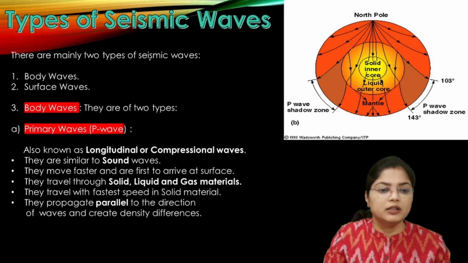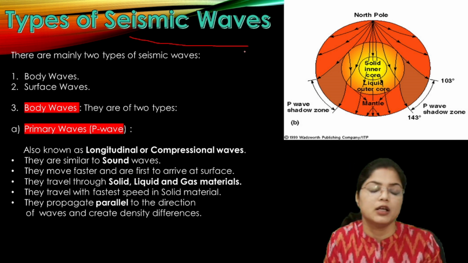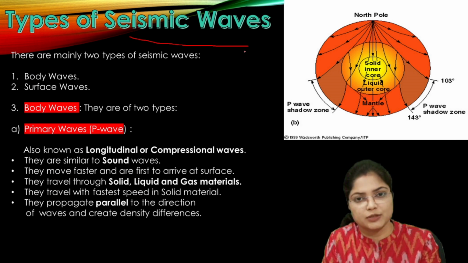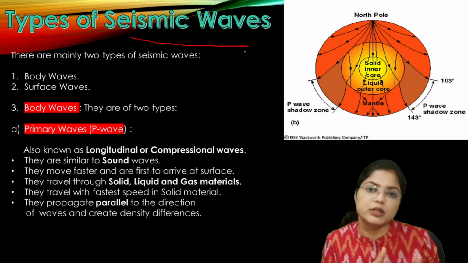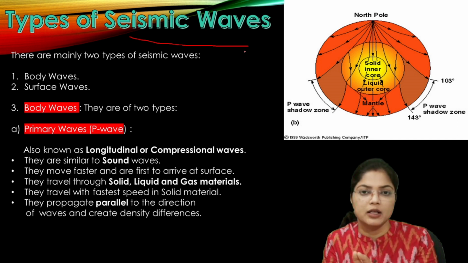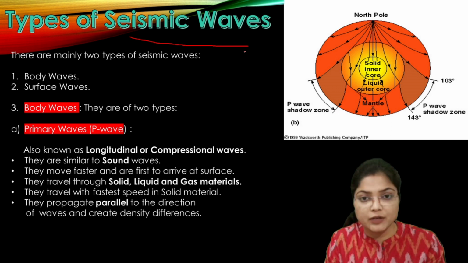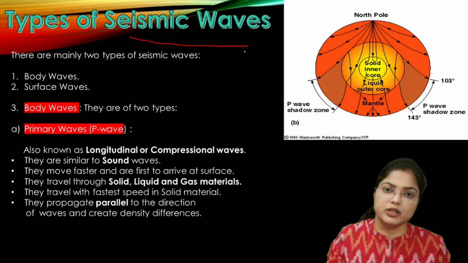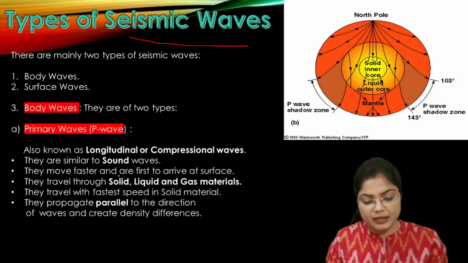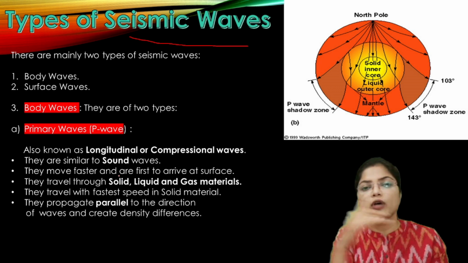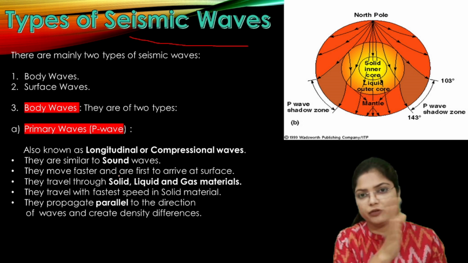Then these seismic waves. Okay, we are going to talk about the types of the seismic waves. So there are two types of seismic waves. First is body waves and second is surface waves. Body waves, they are also divided into two types, means primary waves and secondary waves. Primary waves are also known as P waves, longitudinal waves or compressional waves. So they are similar to the sound waves. Similar to the sound waves means they travel to and fro. Means the particles of these waves, they travel in to and fro movement.